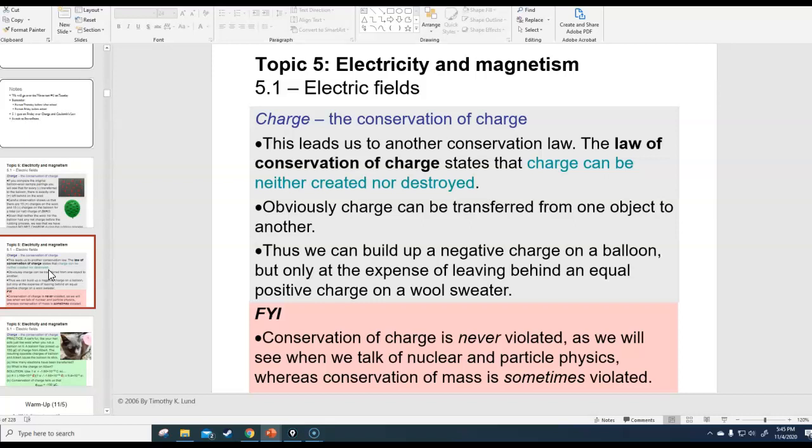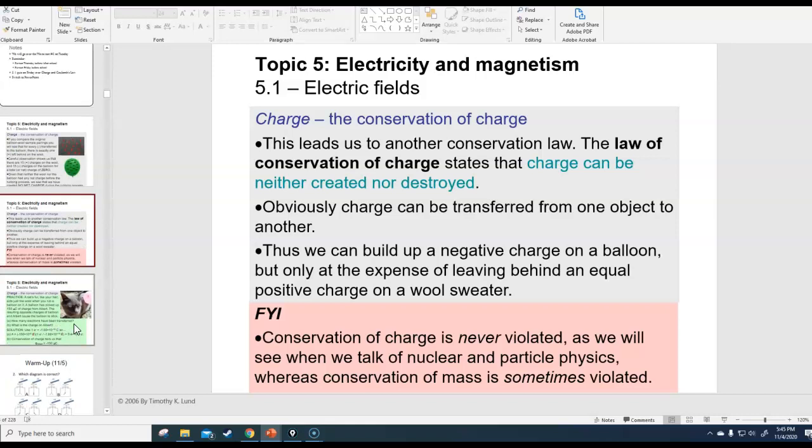Anytime you're charging an object, if you charge up one object, that means another object is losing that charge, because the overall amount of charge in a given situation cannot be changed. So usually when something gains a positive charge, something else had to have gained an equal amount of negative charge to compensate for that.